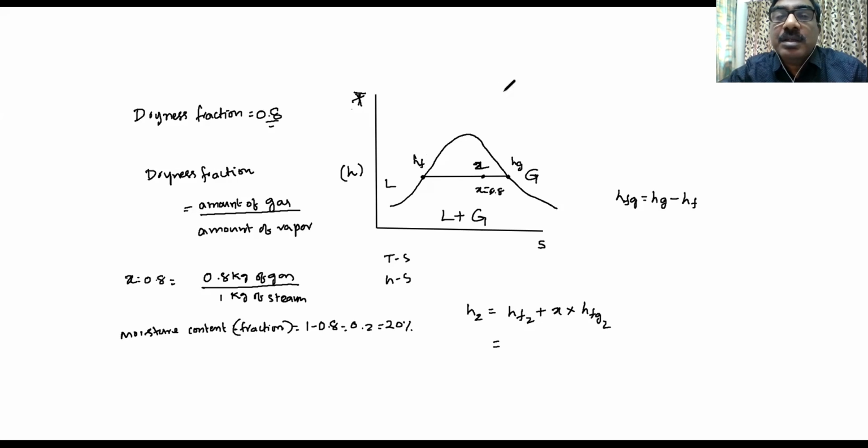For example, let us take the temperature equal to 10 degrees centigrade, and the pressure as given in this problem is the saturation pressure, and the dryness fraction X is equal to 0.8. At this point, we have to find out what is the enthalpy.